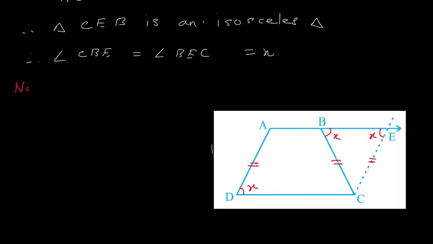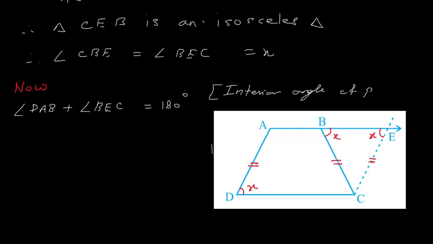Now, angle DAB plus angle BEC is equal to 180 degrees. They are interior angles of a parallelogram. Okay, we can say the reason is interior angles of a parallelogram. You can name the parallelogram ADCE.